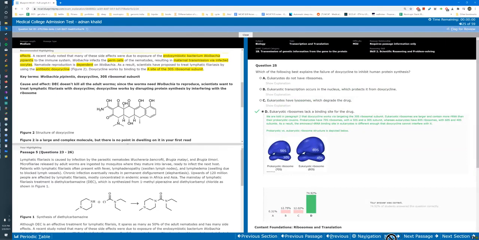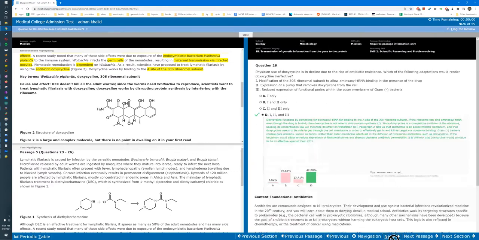This one, well, I mean, yeah, doxycycline works on bacteria, and bacteria have different types of ribosomes. And it works by affecting the A site of that subunit. Okay, this one.